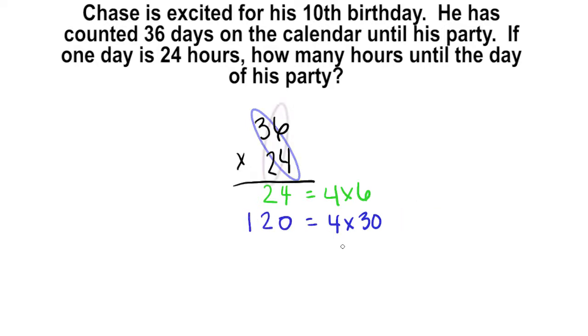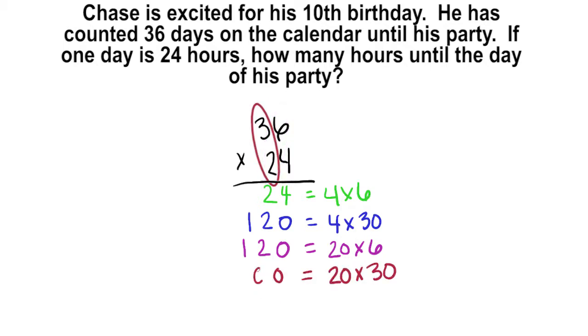Next, we will move on to the tens place value digit 2 in our multiplier. However, this is not just a 2, it is 2 tens or 20. We will keep this in mind as we multiply. 20 times 6 equals 120. Now we will multiply 20 times 30, which equals 600.